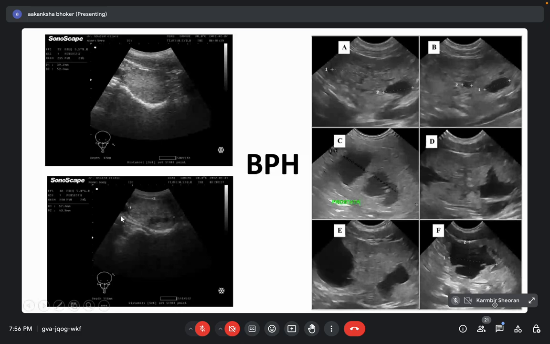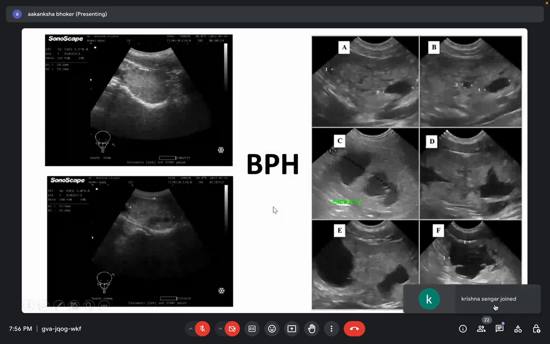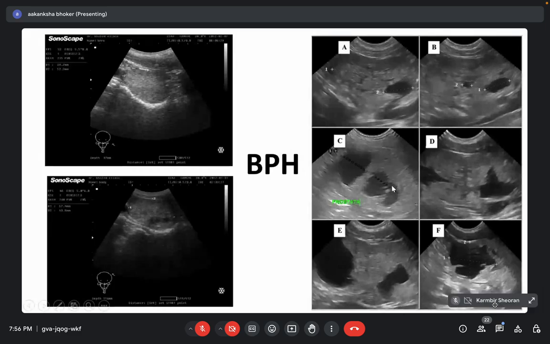Here also the size is enlarged. This is a BPH. Here we can see some cavitary lesions, which are prostatic cysts. Again, this is BPH with prostatic cyst. Here you can see prostatic cysts. This is a transverse view, so we can get to know whether it is in the right lobe or in the left lobe. This is the right lobe, this is the left lobe. So definitely it has cystic lesions in both lobes.